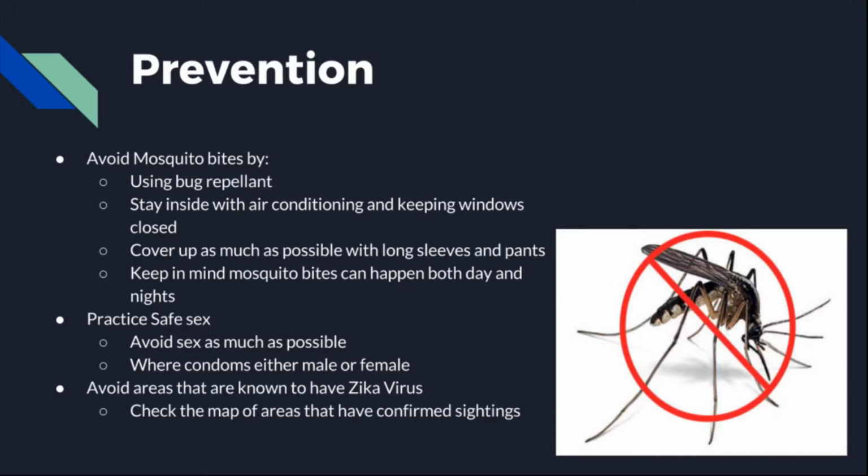Sex should be avoided, especially if you don't know if the person has Zika or not. You should always practice safe sex by using condoms. They are the best way to prevent the spread of the Zika virus from sex. You should also keep in mind that Zika is currently only found in certain areas. Check out the Zika map if you're planning to do any traveling.